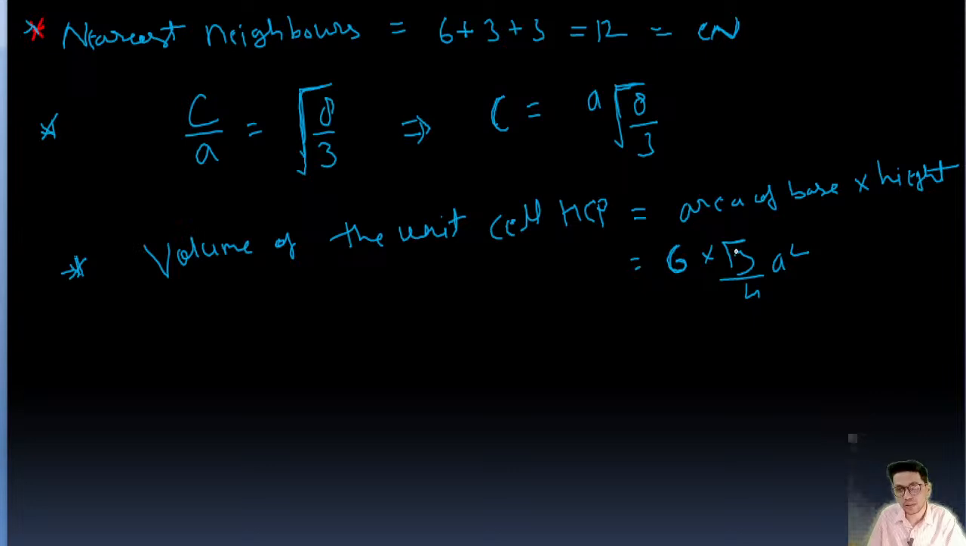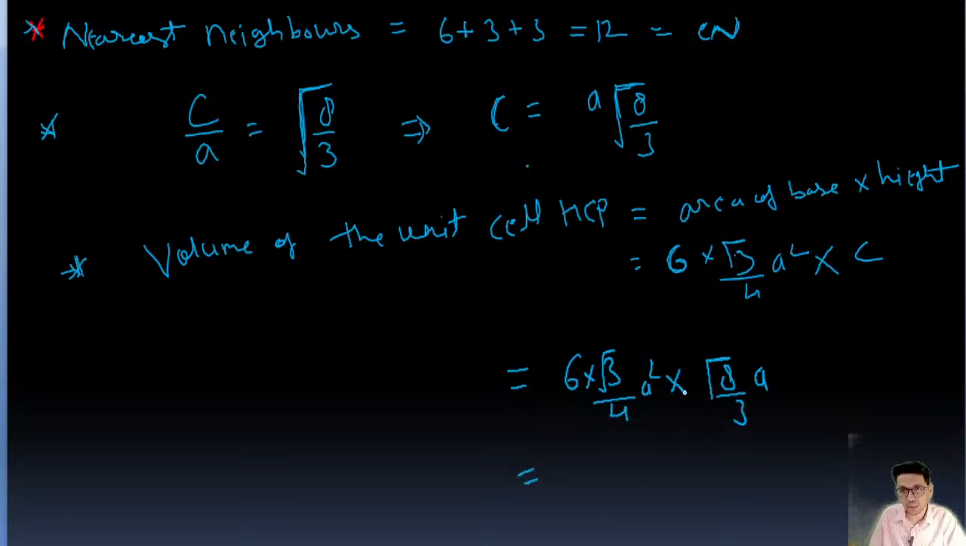Side is a, into height c, guys. So if you solve it, this value is going to be 6 into root 3 upon 4 a square into, here we'll put the value of c. The value of c is root 8 upon 3 into a, right? This value we have put, and if you solve it, this is 2 root 2 guys.